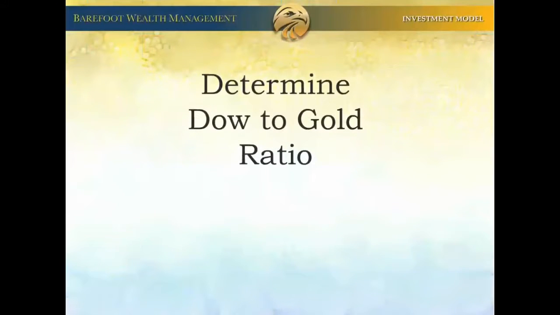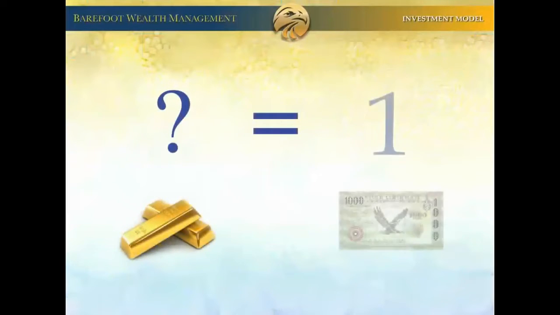So let's get started on the first question. We want to identify the long-term investment cycle, and to do this, we begin with one very crucial measurement, the Dow to gold ratio. The Dow to gold ratio tells how many ounces of gold it takes to buy 1 unit of the Dow Jones Industrial Average Stock Index.